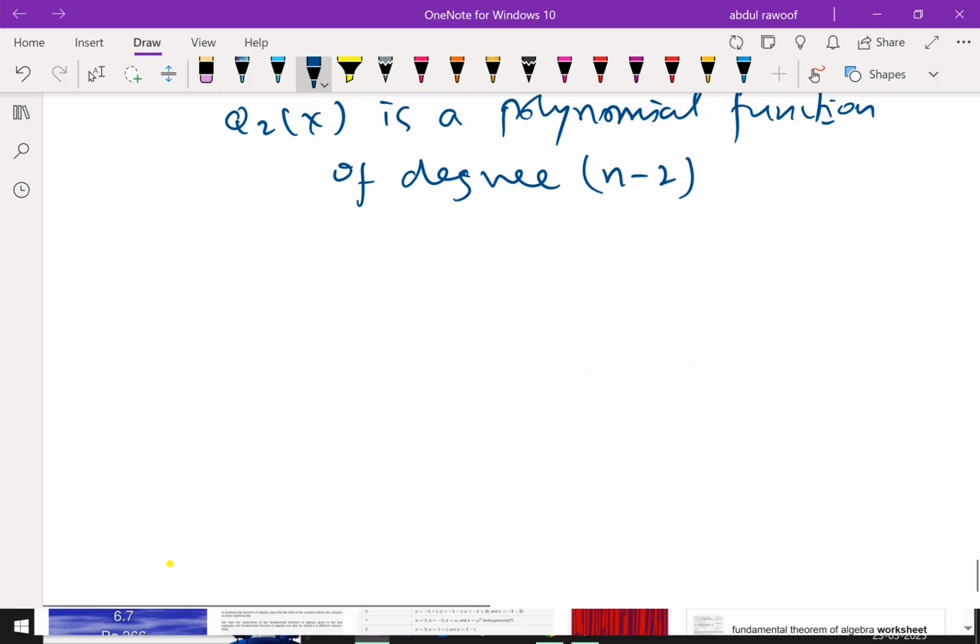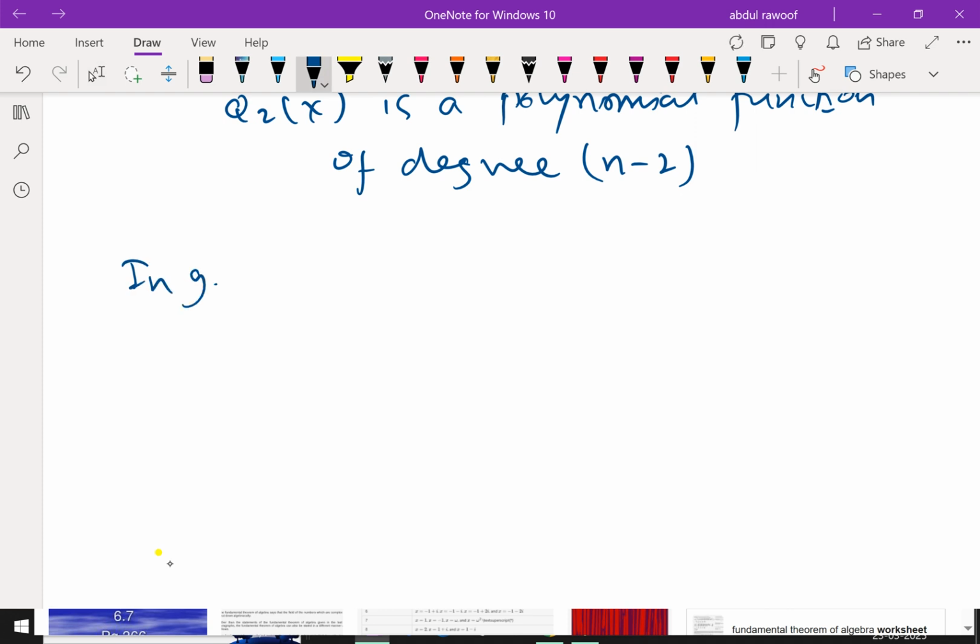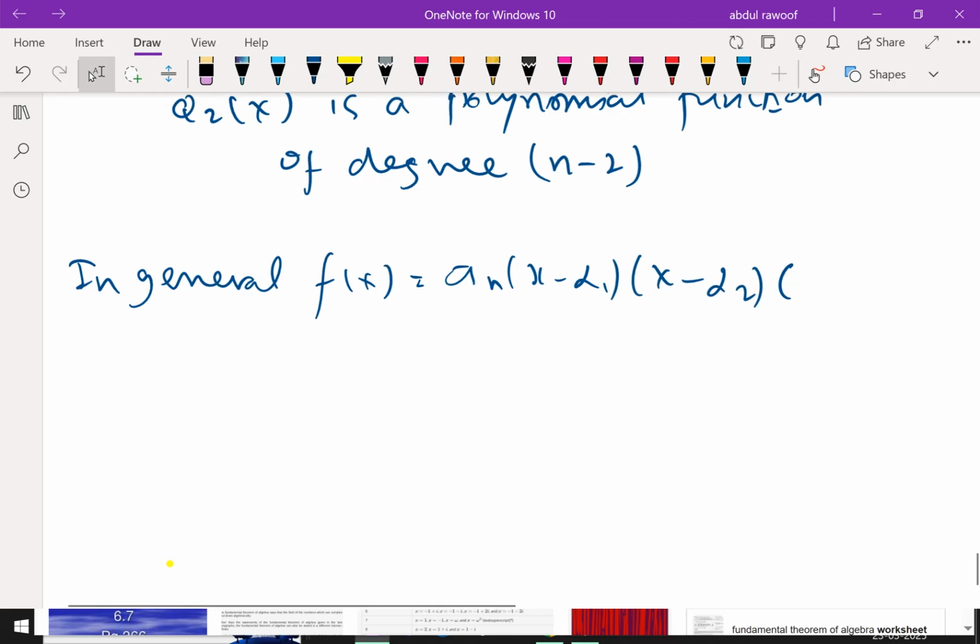Therefore, in general we can write f of x equal to an times x minus alpha 1, x minus alpha 2, then up to x minus alpha n, where these alphas are the zeros: alpha 1, alpha 2, alpha 3, like alpha n are zeros.